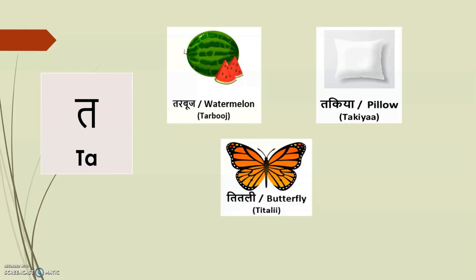Now let's go to the third picture. In the third picture, we can see a butterfly. Butterfly in Hindi is called titli. So in the first picture, watermelon is called tarbuj. In the second picture, pillow is called takiya. And in the third picture, butterfly is called titli in Hindi. All these three objects begin with the letter T.